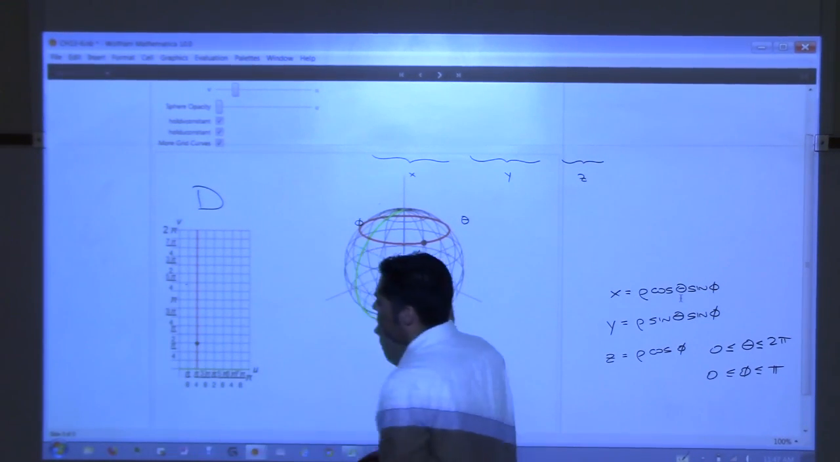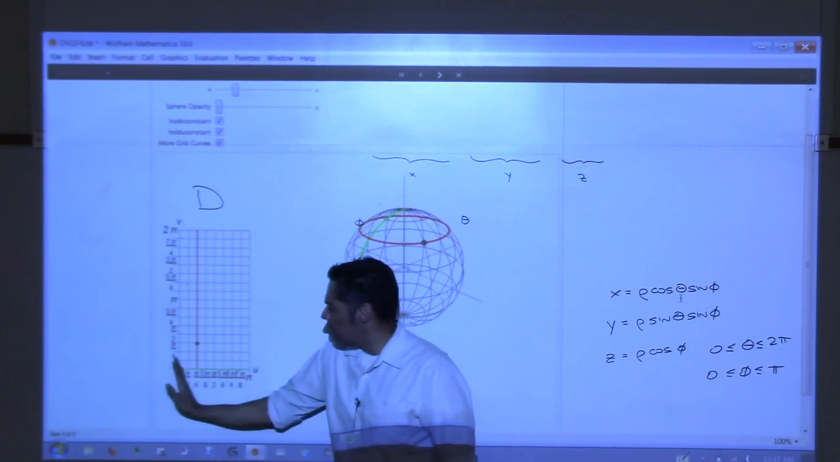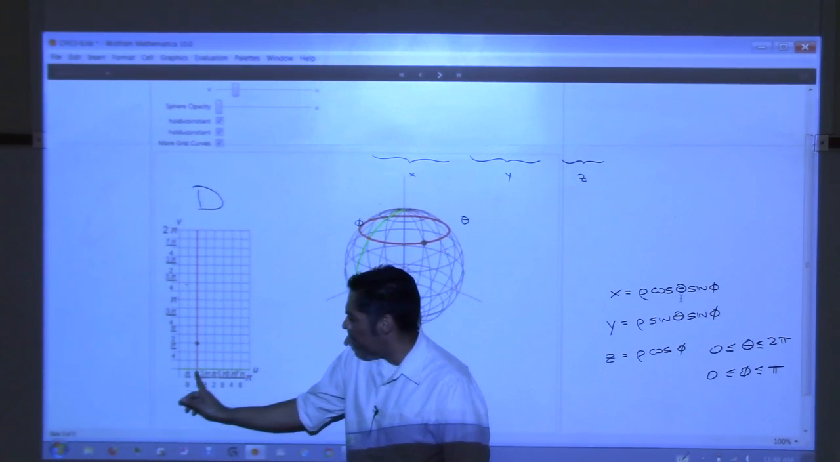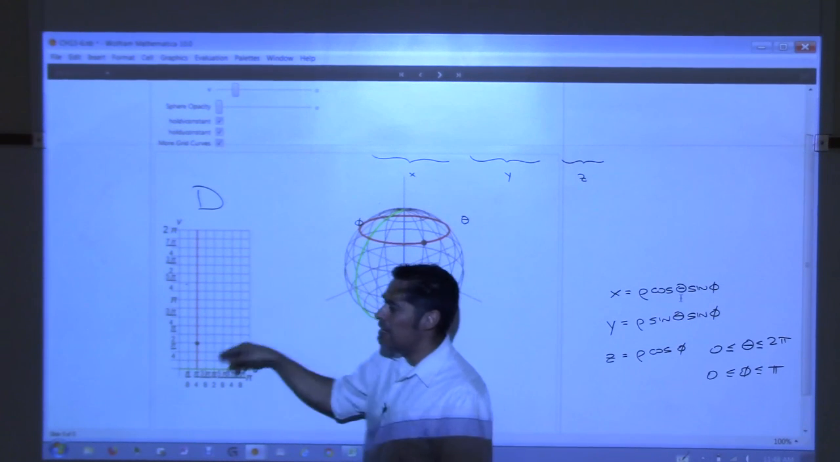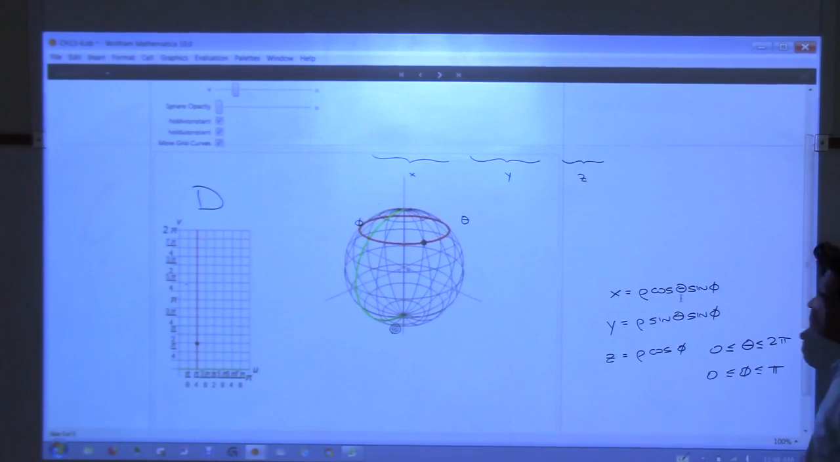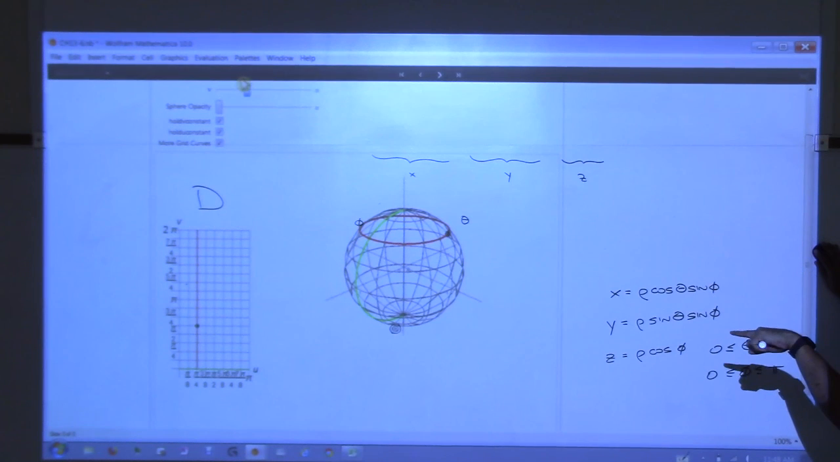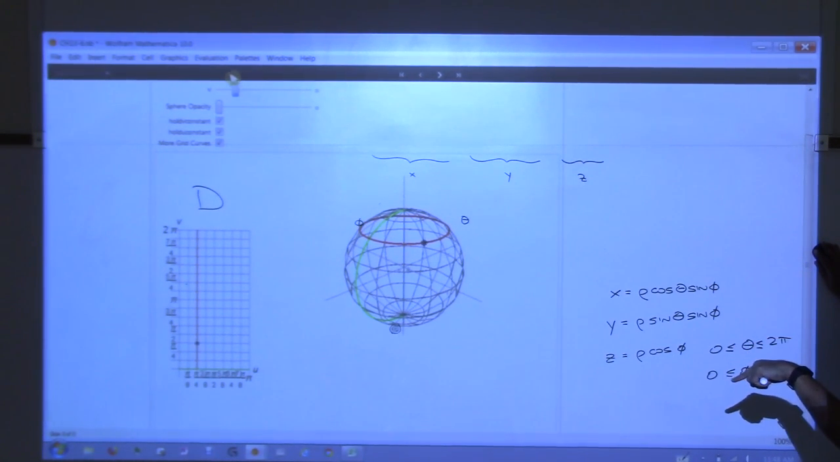Let's fix my U to be right here, pi over 4, and let my V vary. If I let my V vary and I fix my U, see that point moving along? That's called a grid curve. It's going to draw me that circle.